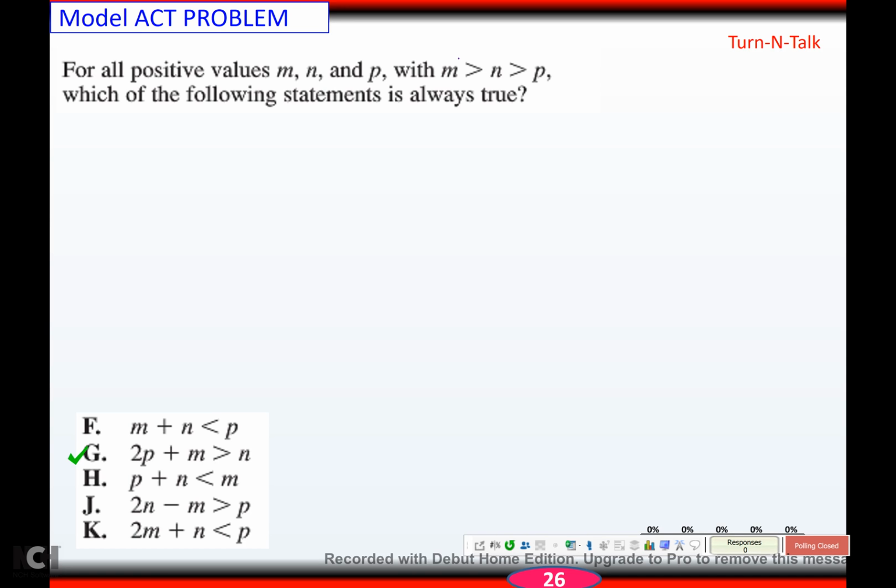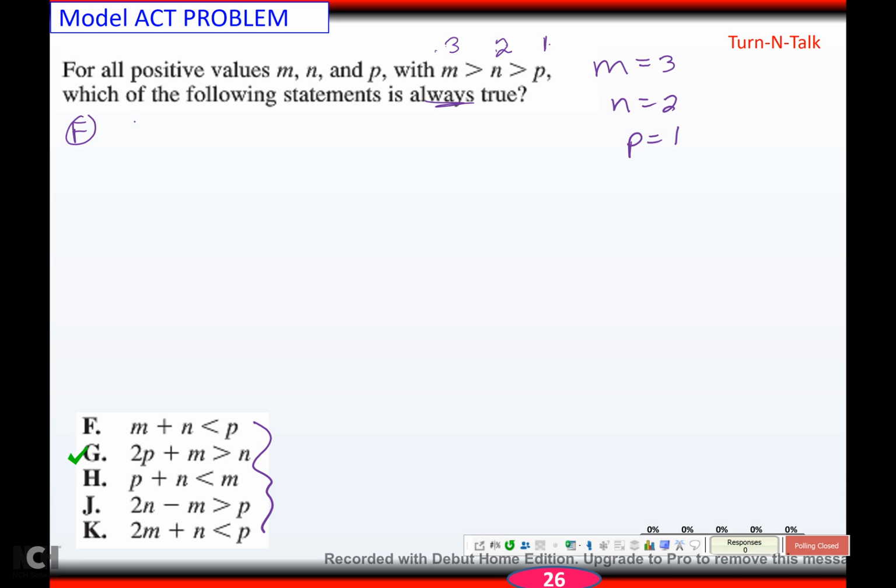Well, what I'm going to do is pick random values for this. N I picked as 2, so M I picked as 3, and P I picked as 1. And does that make sense? 2 is smaller than 3, 1 is smaller than 2. 3 is bigger than 2, 2 is bigger than 1. So I'm going to pretend that M equals 3, N equals 2, and P equals 1, and see if it's true. Is it always true? Well, if it's always true, then everything should work no matter what I pick.